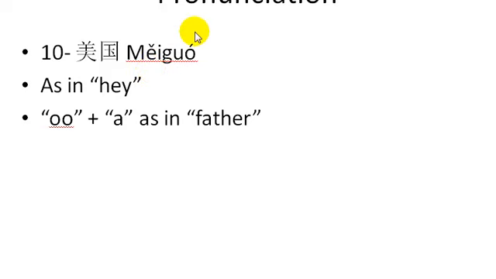Meiguo. And a little tip here. When you have a third tone character in a word followed by a second tone, it's almost like you come down on the mei, but you don't go up on the mei. You go up on the guo. So it's almost like the whole word is a third tone word. Down on the mei, up on the guo. Meiguo. So repeat after me three times. Meiguo. Meiguo. Meiguo. Great.